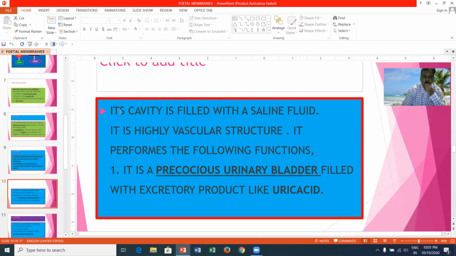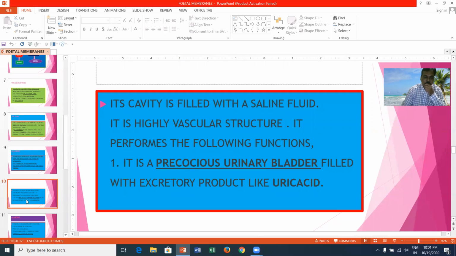Here, its cavity is filled with a saline fluid. It is a highly vascular structure. It performs the following functions. It is a precocious urinary bladder. It is filled with excretory products like uric acid.